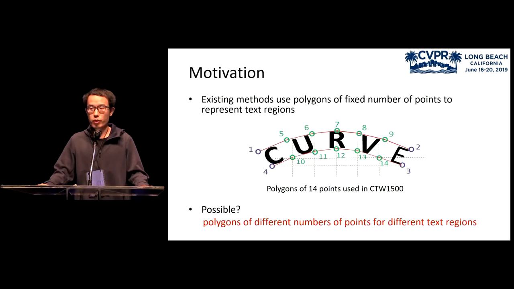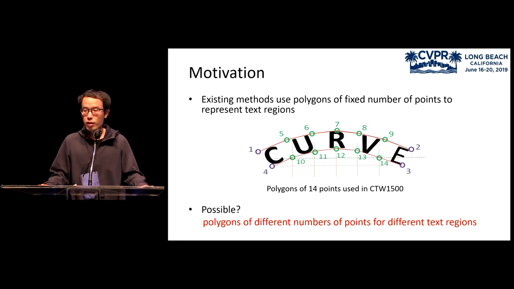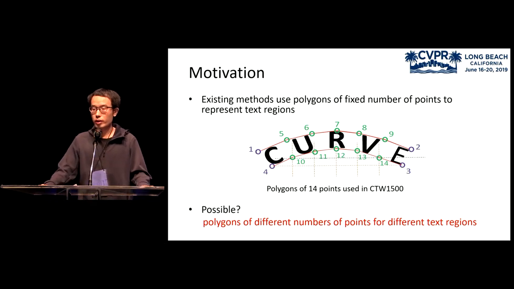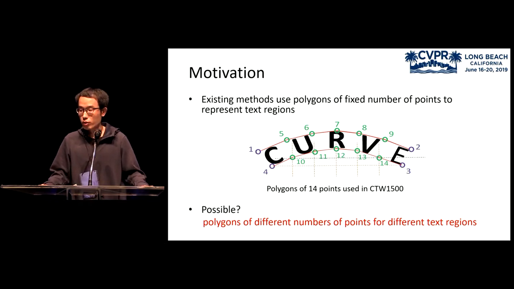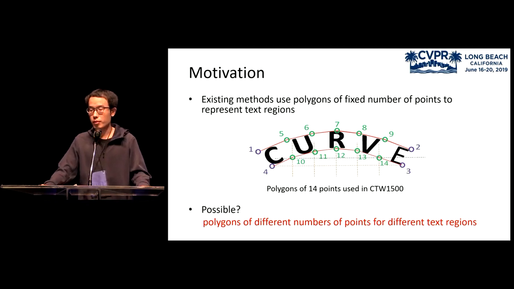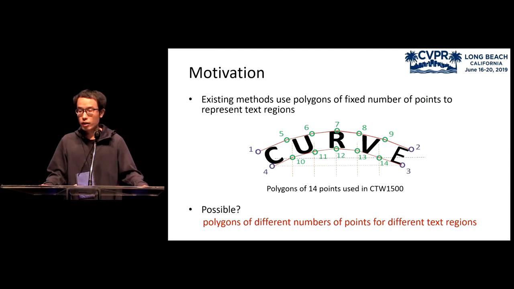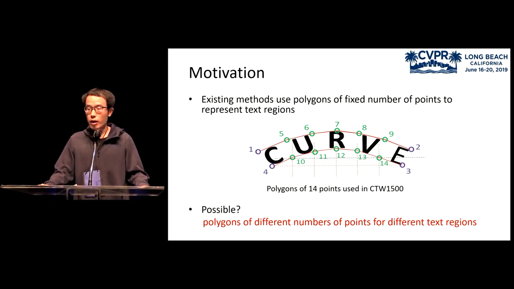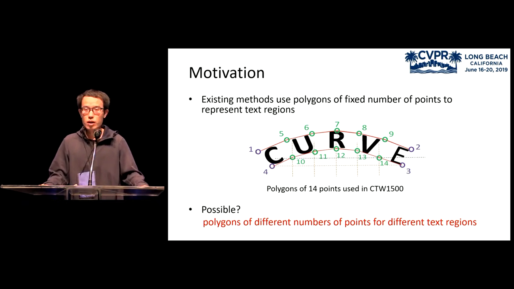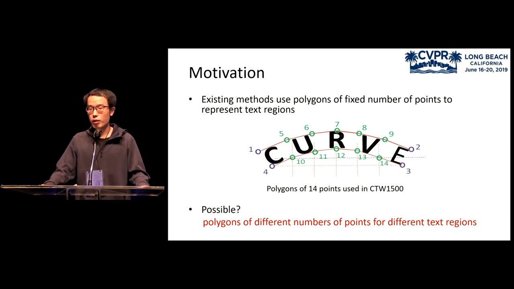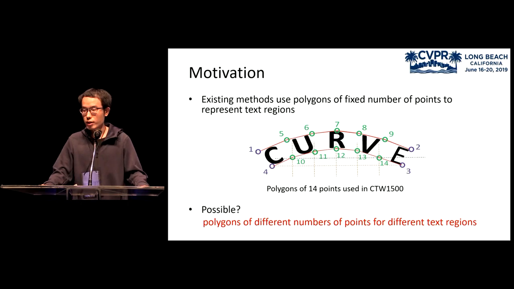At the beginning of my presentation, I will give out the motivation. In scene text detection, most existing methods use polygons of a fixed number of points to represent text regions of different shapes. But we think that this is not suitable, such as in the CTW1500 dataset, 14 points are used. But it is too many for most text regions, while they are not enough for very long and curved text regions.